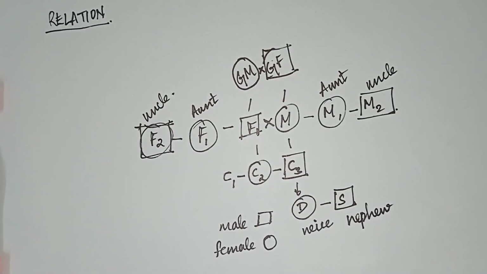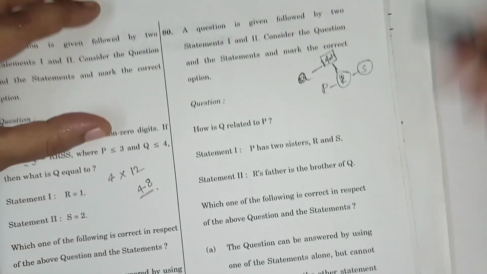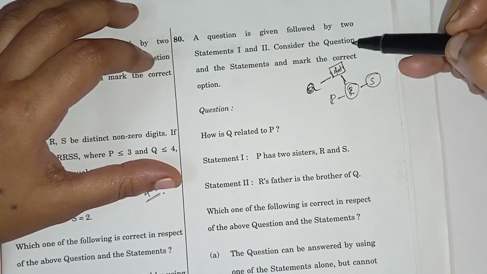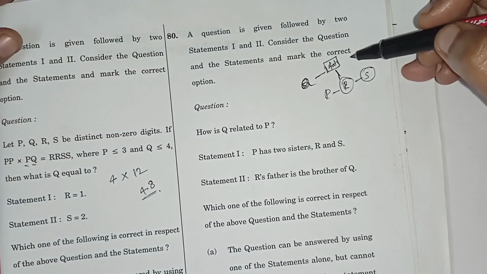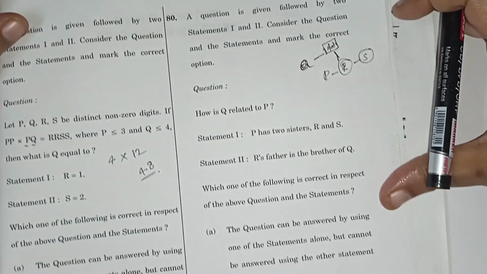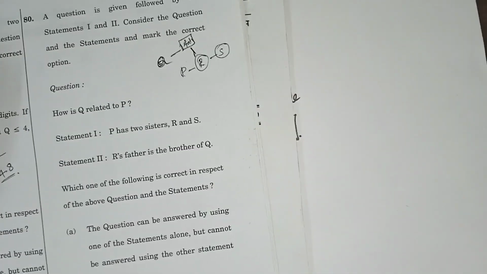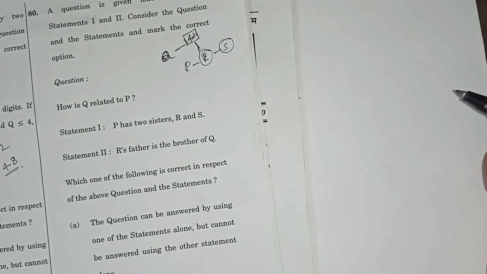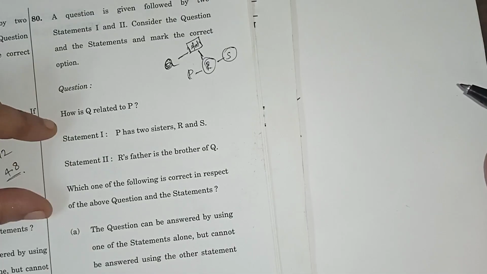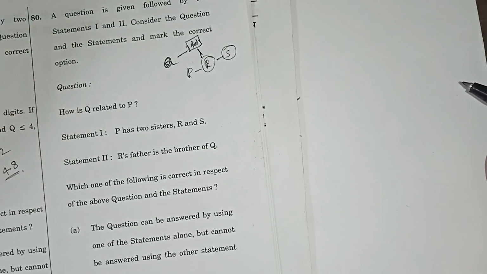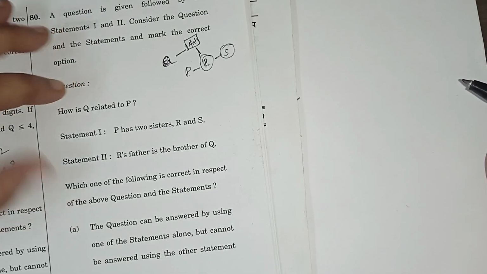So let's try to solve a question if this is clear. This was this year's question. A question is given followed by two statements 1 and 2. Consider the question and the statements and mark the correct option. Here the question states, how is Q related to P? They are asking how is Q related to P. We don't know who is Q, we don't know who is P. So let's try to understand the question.